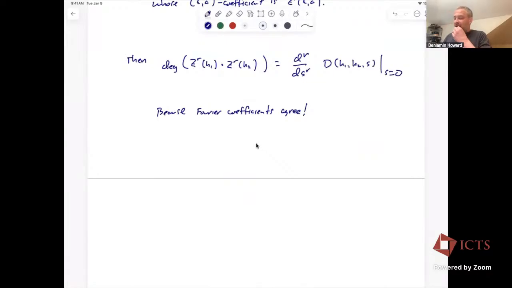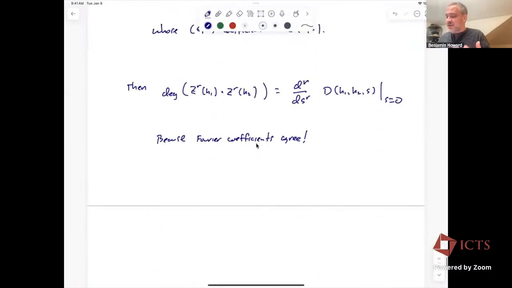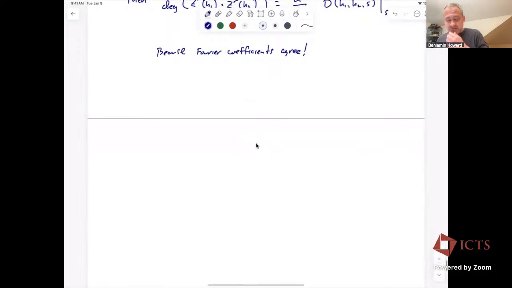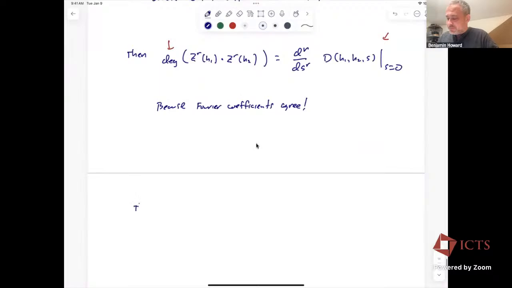Okay. Now, again, assuming modularity conjecture and assuming arithmetic Siegel-Weil, we've got some kind of clear connection between intersections of cycles and something that we know to be connected to L functions. So how do you actually extract some nice formula from this? So this modularity conjecture allows us to form.